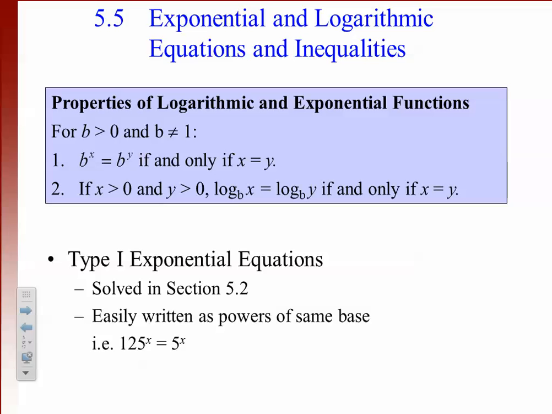So we had 125^x equals 5^x. That would have been easy to rewrite with both as powers of 5, right? 5^(3x) equals 5^x, and solve that one. Okay, so those are the problems we've done so far.